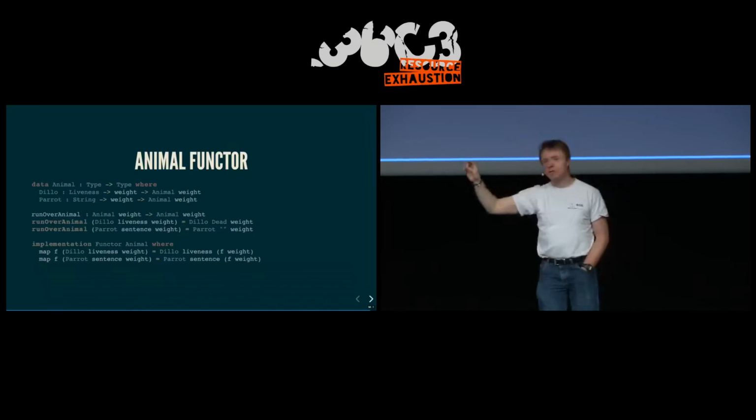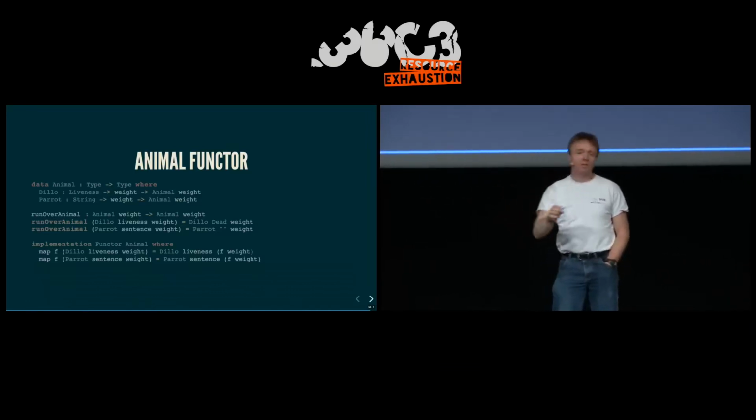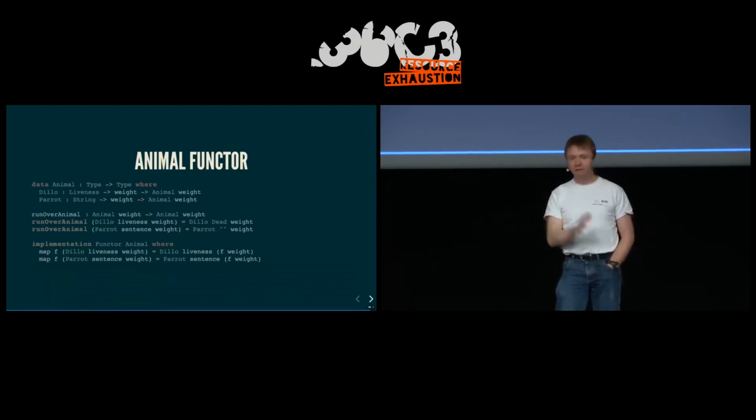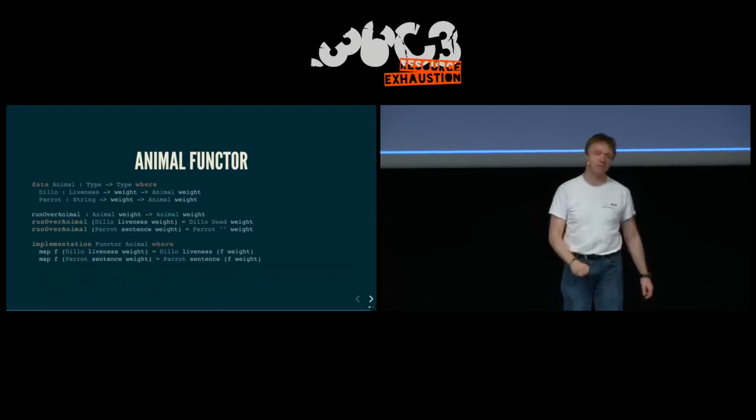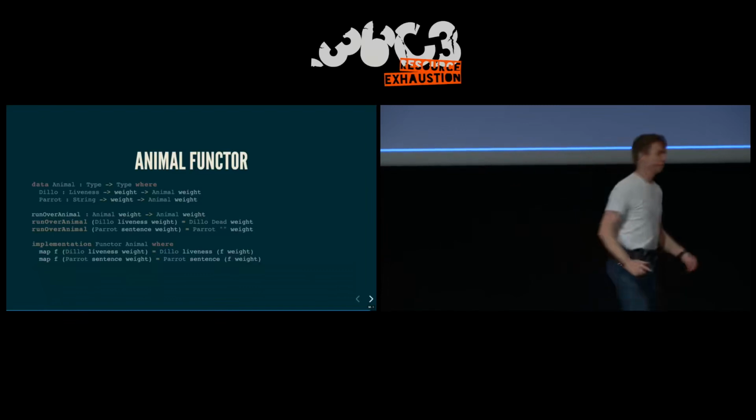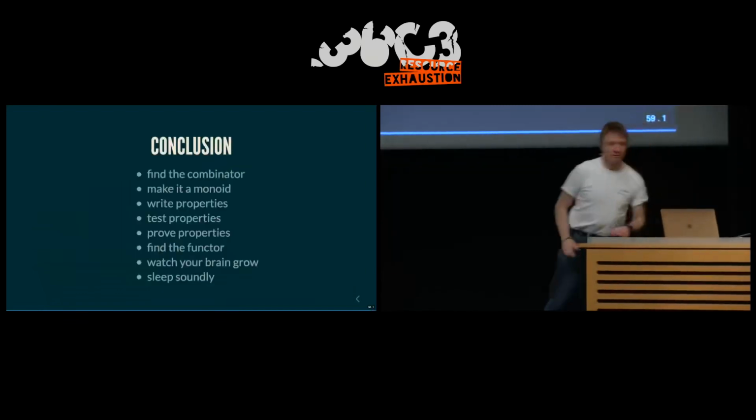What that type signature tells you is that run over animal does not know what weight is, and that means that the weight cannot change as a result of that function, and you see that in the type signature. So you get an immediate small benefit, but you get a benefit even with silly examples such as this one. And that really brings me to the end.